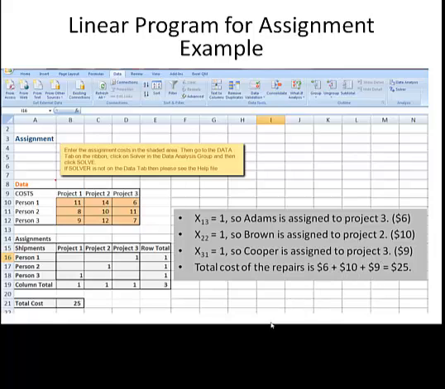And so there you have the basics of the assignment problem. Have fun working these problems.